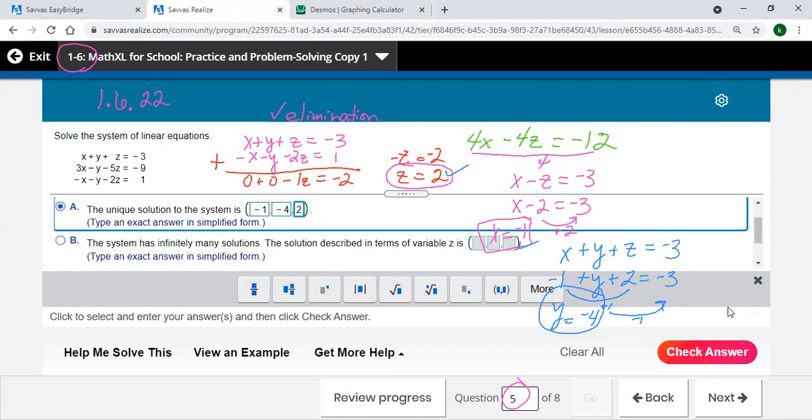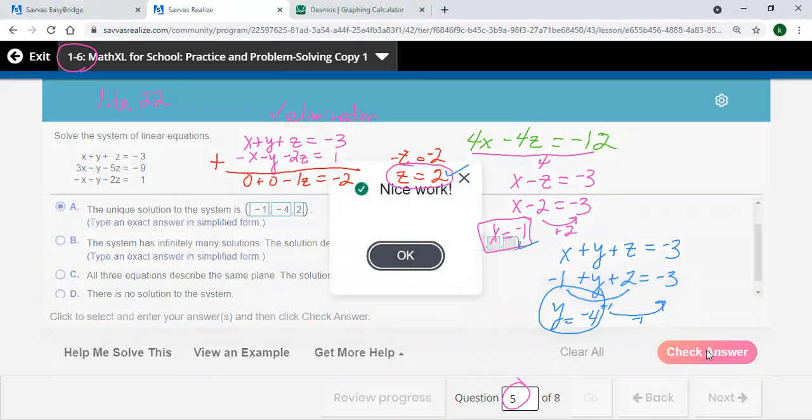Sometimes the hardest part about this is just getting the computer to work right to enter the answer you want. So let's see how we did. Nice work. All right, so hopefully that helps you, and good luck when you do your problem.